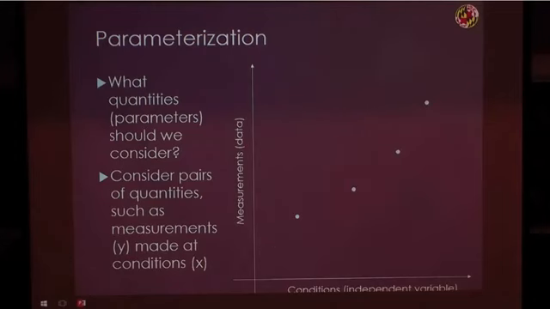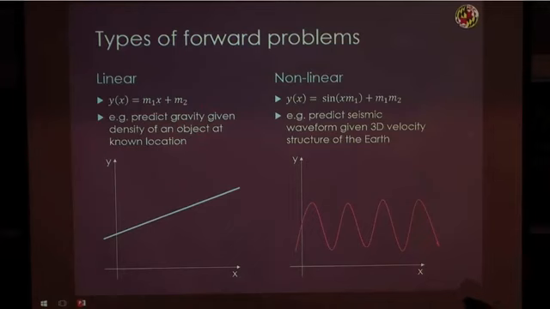However, that might not be the case. In fact, maybe the relationship ought to be some kind of a power law or exponential, which again doesn't look like an exponential because I drew it in PowerPoint, but it has an exponent M2 and a slope which is called M1. For example, there are some linear problems in geophysics. One of them is to predict the gravity given the density of an object at a known location. So for example, if you know you have an object somewhere, determining its density is a linear inverse problem.